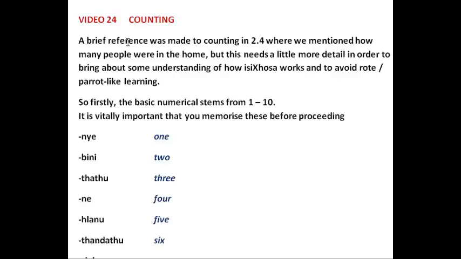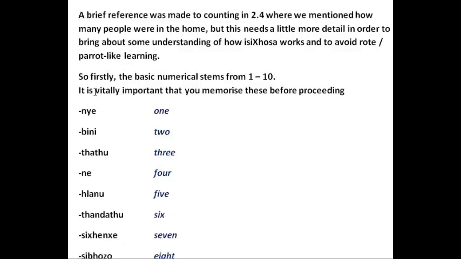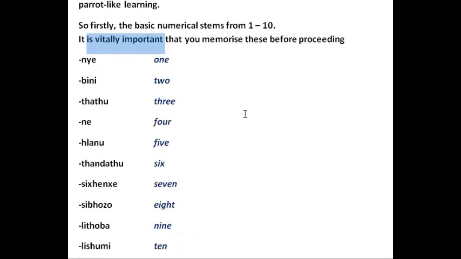Earlier on, we made a brief reference when we mentioned how many people were in our house. But this needs a little bit more detail, in fact a lot more detail, in order to bring out some understanding about the mechanics of isiXhosa and to eliminate parrot fashion or parrot-like learning. So let's first of all look at the basic numerical stems from 1 to 10. And it is very, very important that you memorize these before proceeding with the sections that follow. So let's look at these.